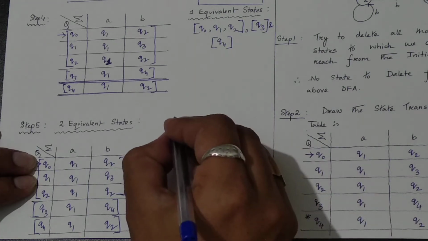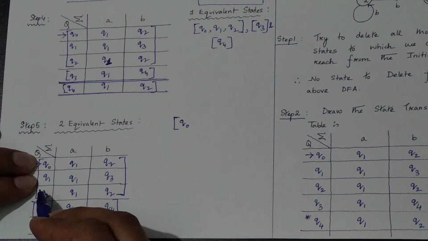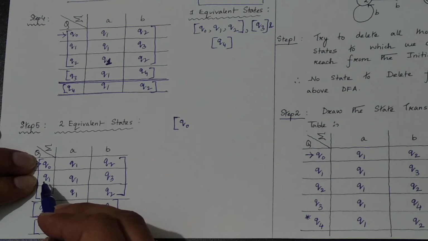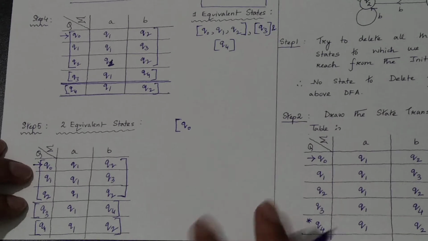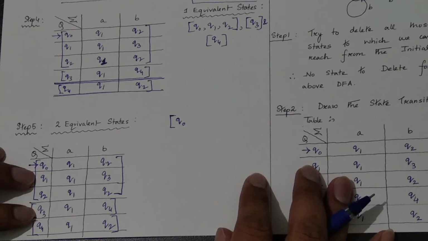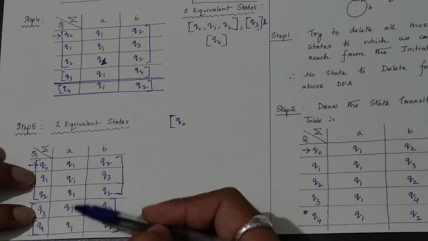So now Q0 will make another group and Q1 will make another group. But before making a group, Q1 will check with Q3 and Q4 first. So let me check now. Q1 will check with Q3 first. For input alphabet A, same state, so no issue.